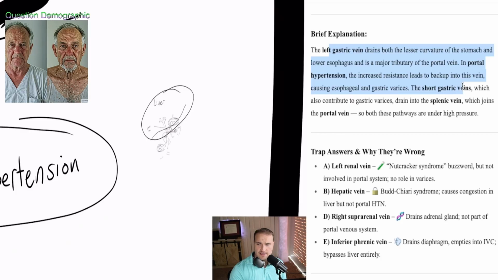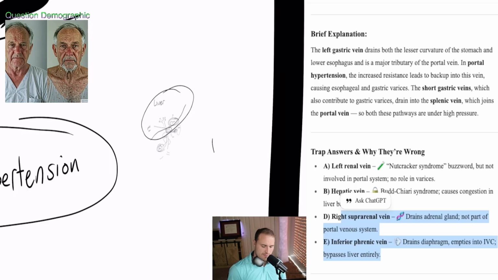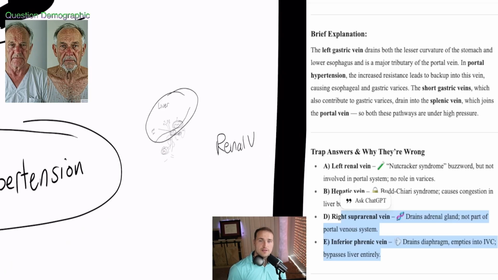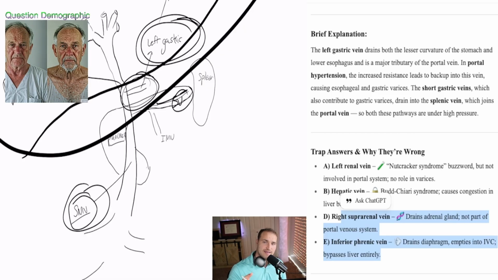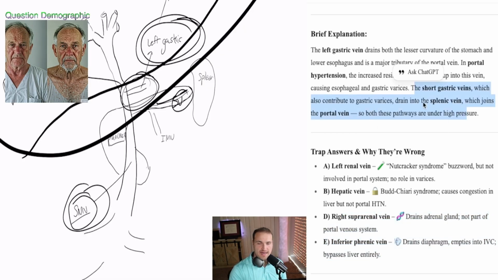Short gastric veins, which also contribute to gastric varices, drain to the splenic vein, which joins the portal vein. The left renal vein would be Nutcracker syndrome. Hepatic vein is, as we mentioned, Budd-Chiari syndrome. Right suprarenal drains the adrenal gland, and inferior phrenic drains the diaphragm. So if they try to get you on renal vein, then you should say, no, that's not the answer. Why? Because that drains the kidney into the IVC. One thing we do know is that the short gastric vein drains into the splenic and the portal vein. And so that's affected in portal hypertension, and so you get the high pressure right there.